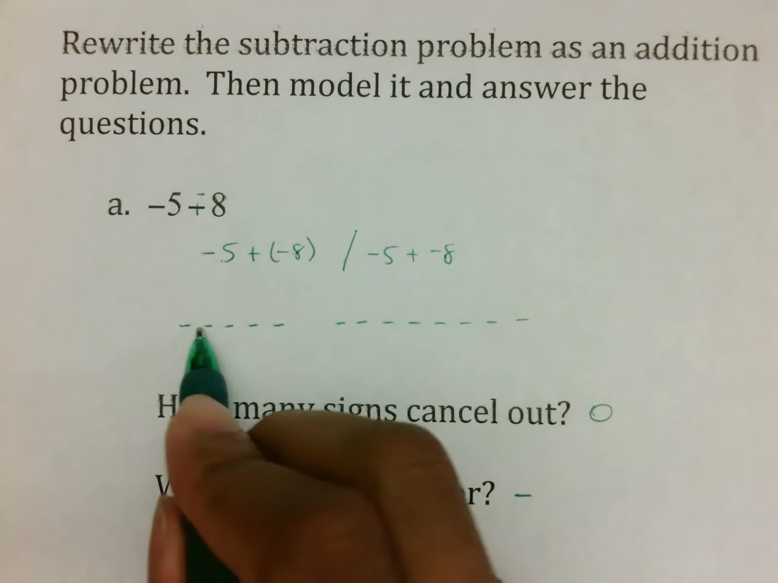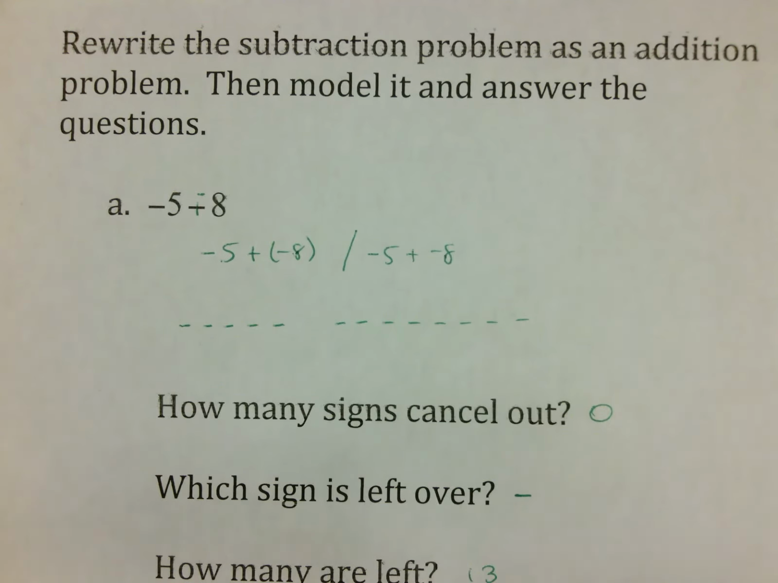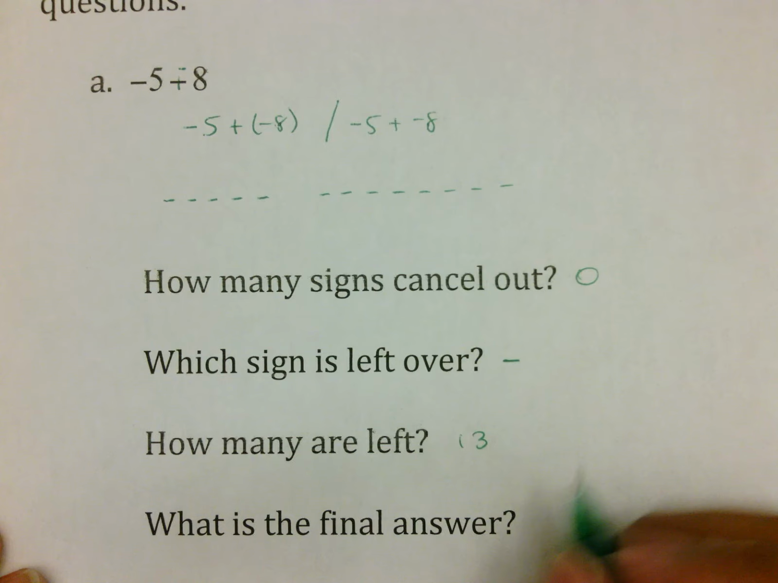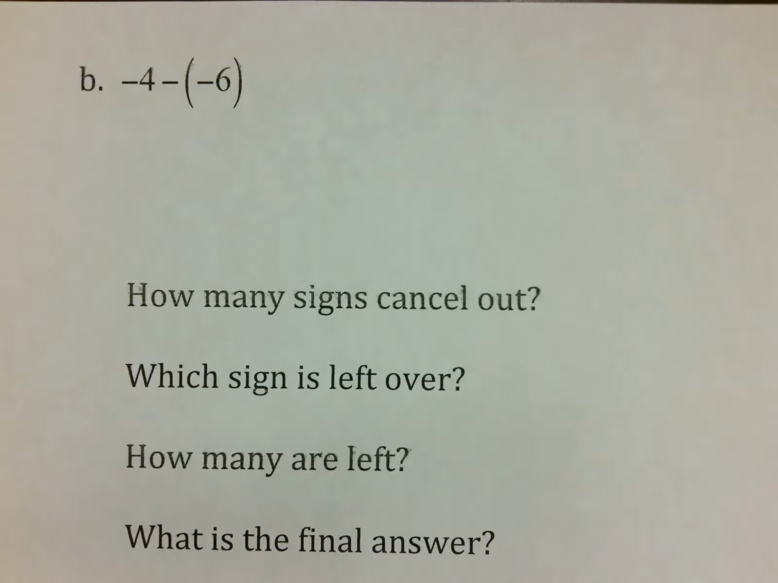How many are left? 1, 2, 3, 4, 5, 6, 7, 8, 9, 10, 11, 12, 13. Which means that your final answer is -13. And that is all. That is all we're adding on to what we did yesterday, is switching it from a subtraction problem to an addition problem and going from there.